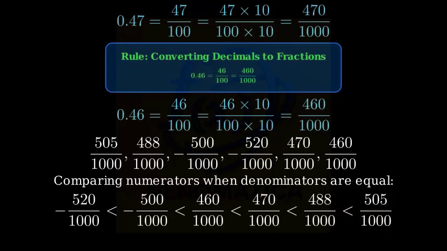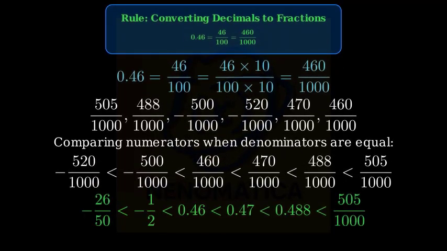Since all fractions have the same denominator, we only need to compare the numerators. The smallest would be negative 520 over 1,000, followed by negative 500 over 1,000, then 460 over 1,000, then 470 over 1,000, then 488 over 1,000, and finally 505 over 1,000. Now, let's write our answer in the original format of the numbers. So from smallest to largest, we have negative 26 over 50, negative 1/2, 0.46, 0.47, 0.488, and 505 over 1,000.